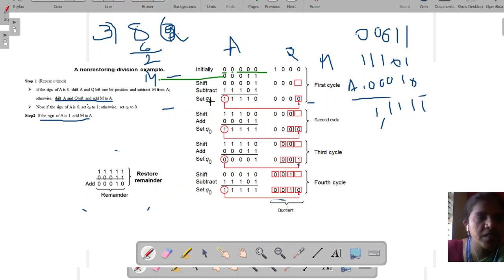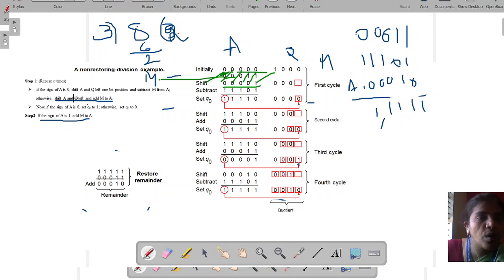Similarly, here it has a shift step. If the sign of A is 0, initially it is checking the sign of A, unlike in your restoring division, initially itself it is checking the sign bit. Yes, sign of A is 0, shift A and Q left 1 binary position. After shifting, what you are getting is this. So that means this 0 is discarded, this 0 comes here, this 0 comes here. Don't get confused. The in-between number is M, which is placed here in order to do the subtraction. So after shifting, you got 4 zeros and 1.